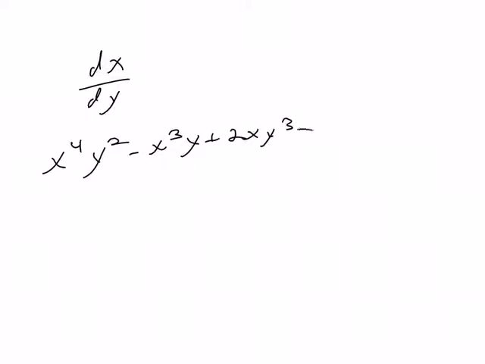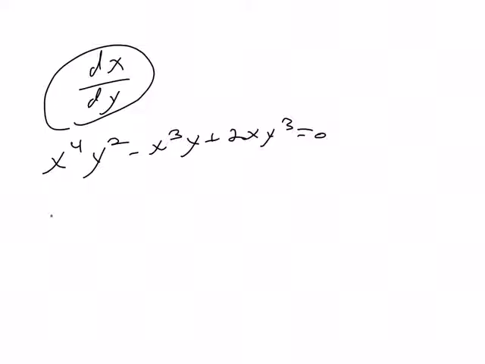We're going to imagine that y is the independent variable, and x is the dependent variable, and we want to use implicit differentiation to find dx over dy, right? Because generally we look for dy over dx. Basically, we're going to do the exact same thing. They're just trying to trick us a little to see if we really understand what's going on. And they're asking for x to the 4th y squared, minus x to the 3rd y plus 2x y to the 3rd equals 0.